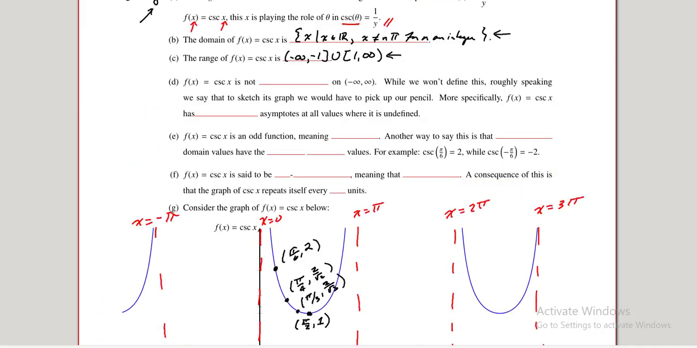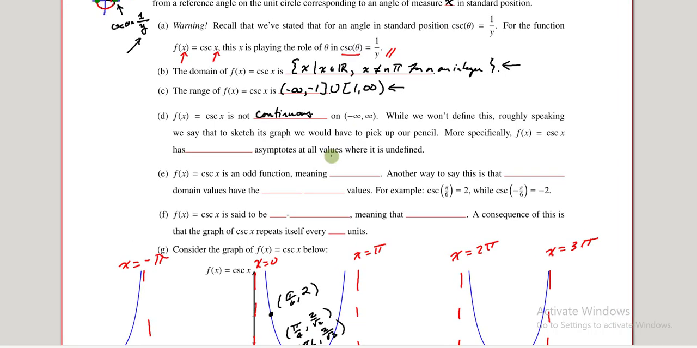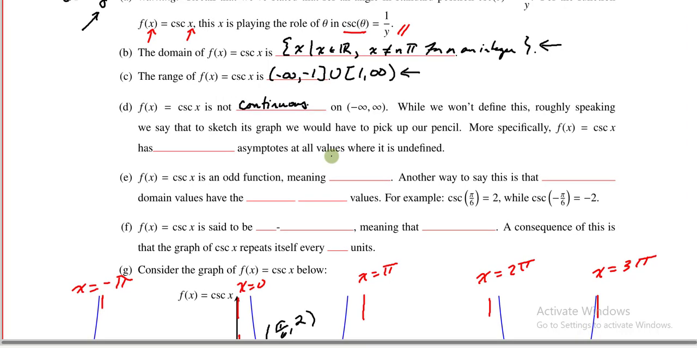Okay, let's say a few more things about the cosecant function. The cosecant function is not continuous on the entire real number line. We're not going to define exactly what that means. Roughly speaking, it means that when we go to sketch the graph, we would have to pick up our pencil. More specifically, the cosecant of x has vertical asymptotes at all values where it's undefined. And we just said that the cosecant function is undefined at all of these integer multiples of pi.